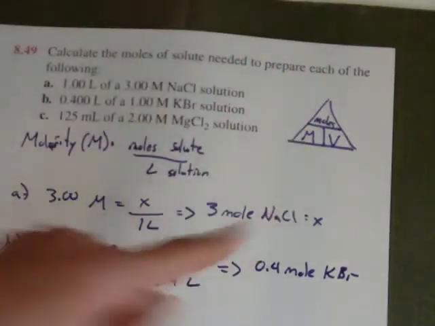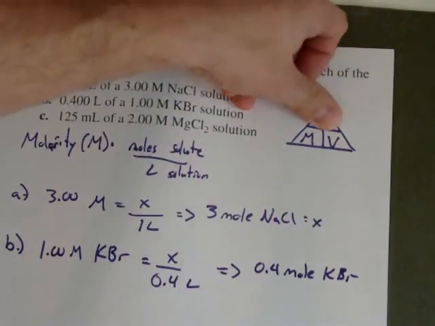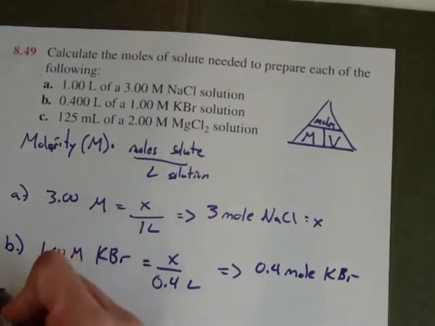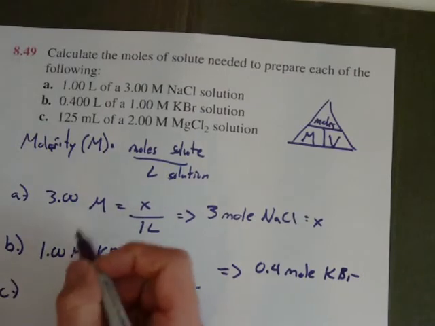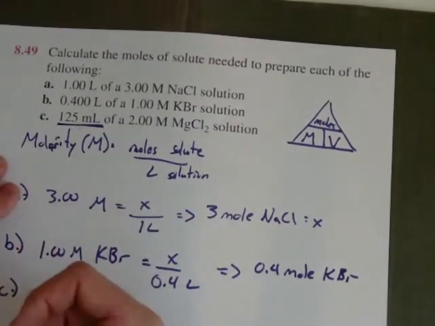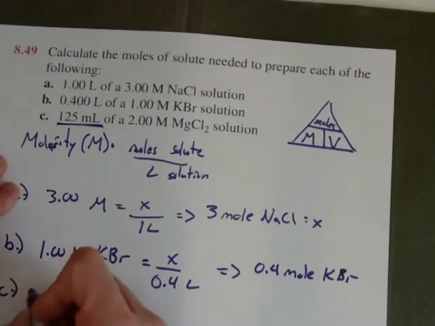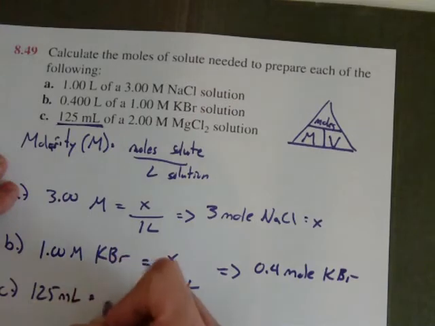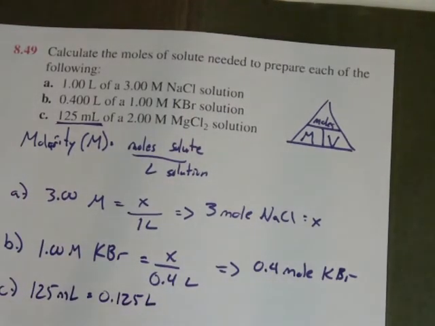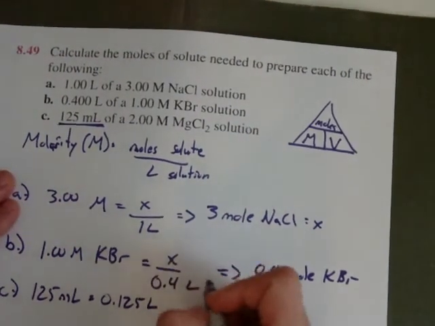If you're looking for the moles, again, M times V will get you the moles. And then lastly, we have C. This one is different because we have milliliters, and it's not uncommon to have volumes in milliliters. So we'll need to first convert. 125 milliliters is equal to 0.125 liters, and you can get that by conversion factor or by just moving your decimal over.